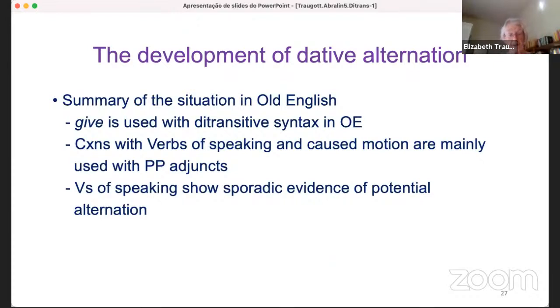So to summarize, give is used with a ditransitive syntax in Old English. Constructions of verbs of speaking and caused motion are mainly used with prepositional phrase adjuncts, and verbs of speaking, as I just showed, give sporadic evidence of potential alternation.